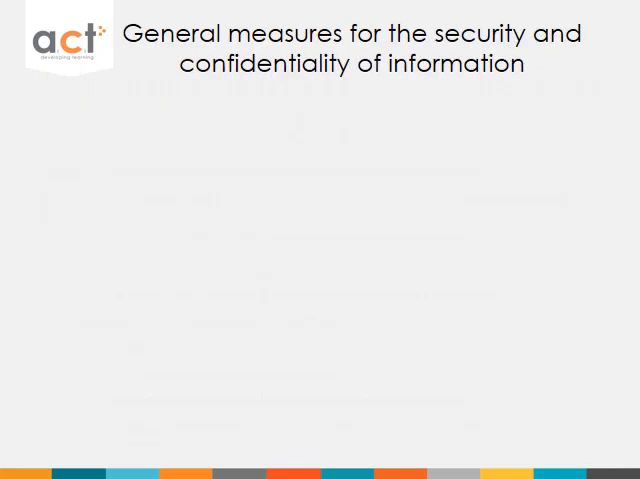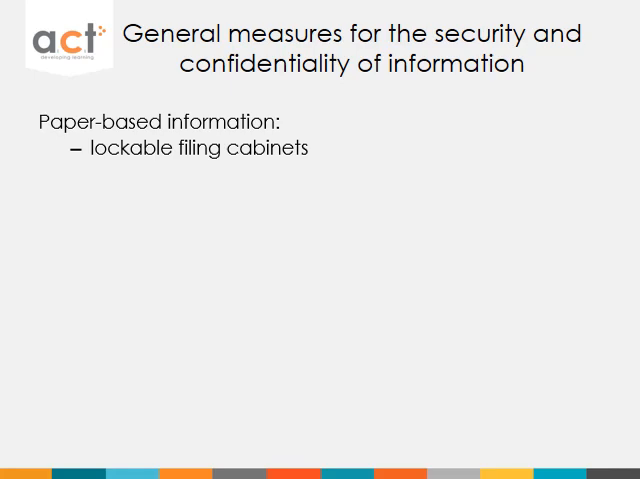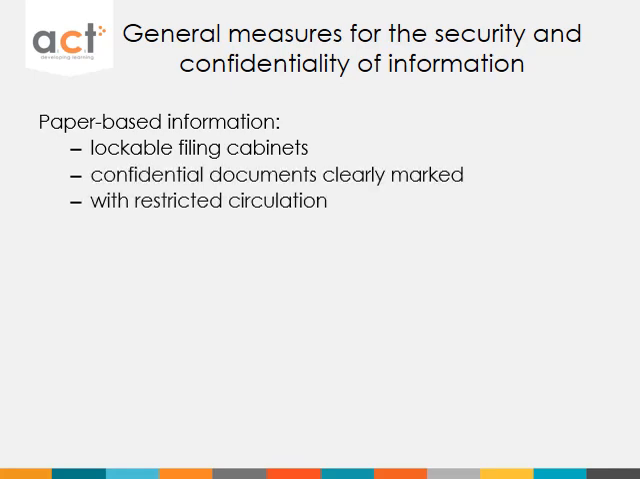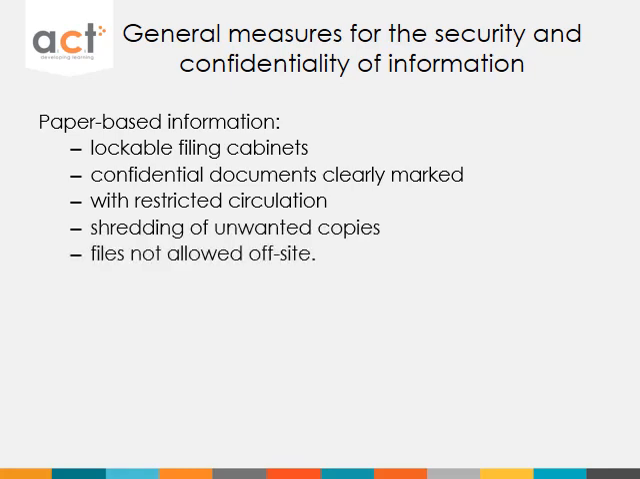Here are the general measures for the security and confidentiality of information. These come in 2 sections. The first is paper-based information. For this, you should have lockable filing cabinets. Confidential documents should be clearly marked, with restricted circulation. All unwanted copies should be shredded, and files should not be allowed off-site.